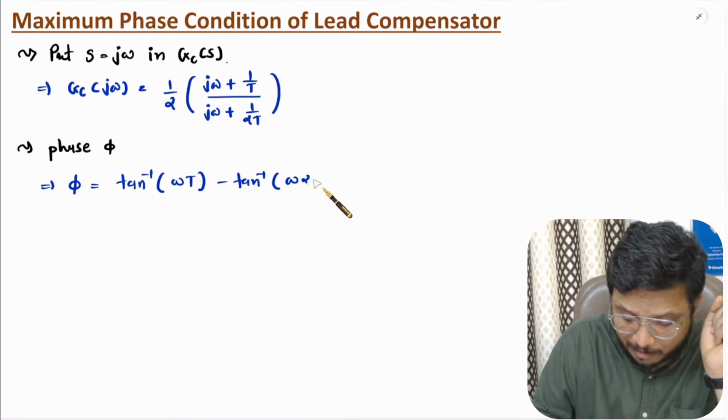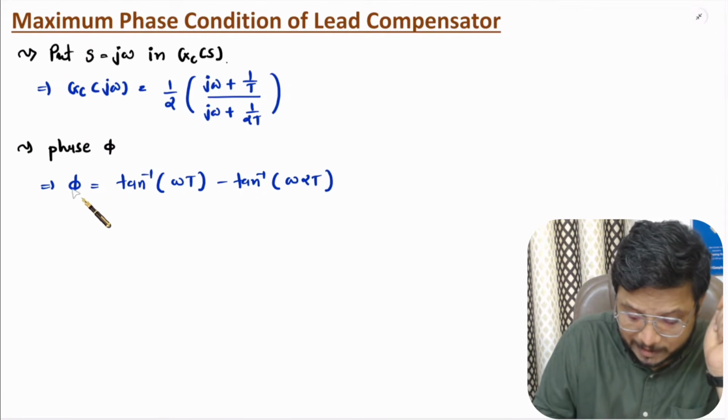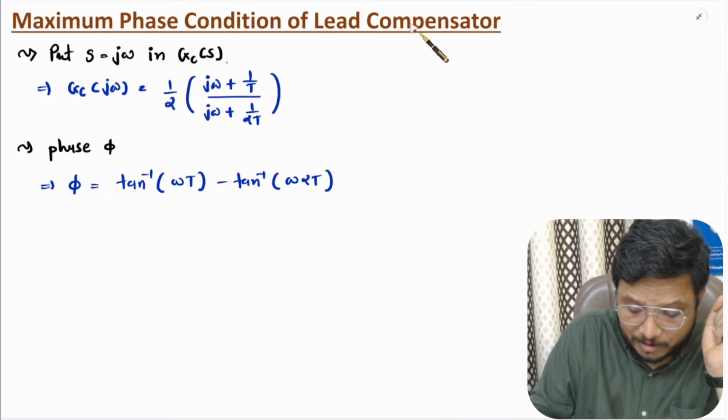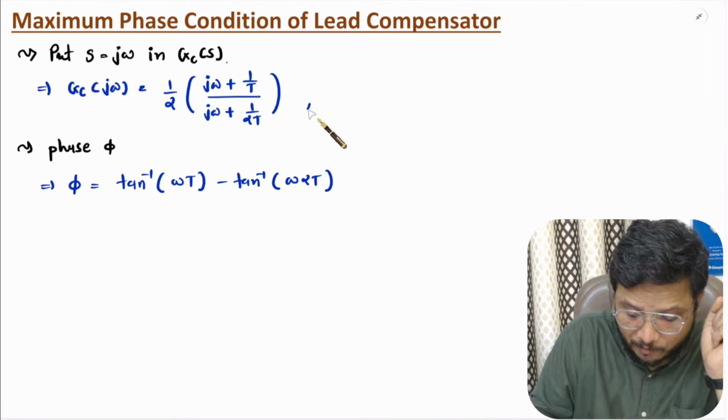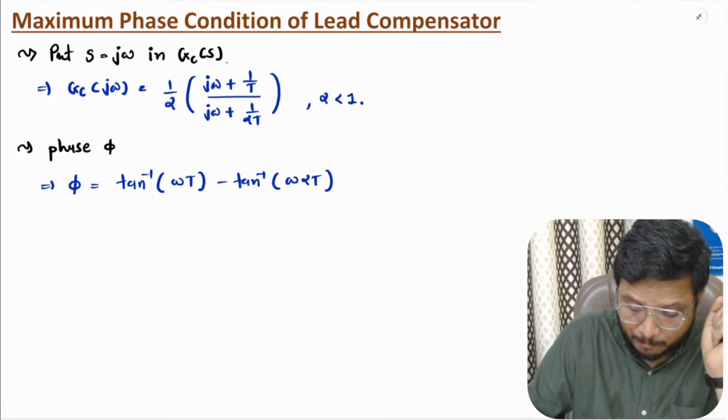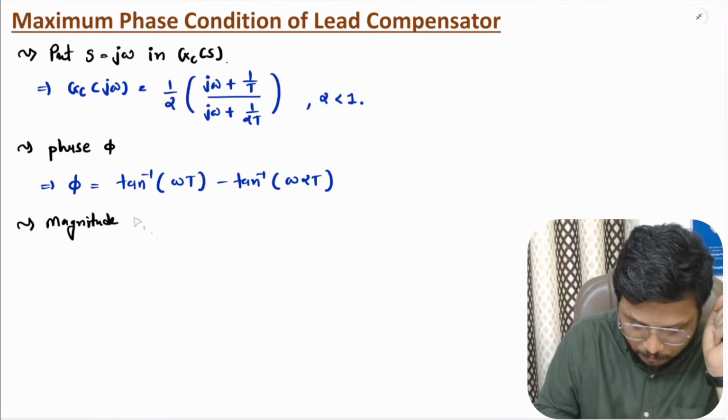So alpha t will come in numerator. So this is the phase of the lead compensator. And here the value of alpha is lower than 1, that one should know. Now I will identify the magnitude of the lead compensator.